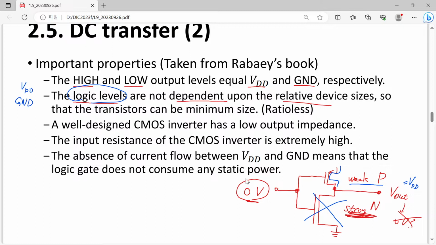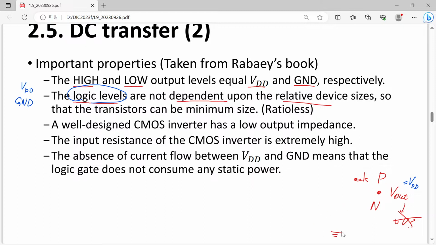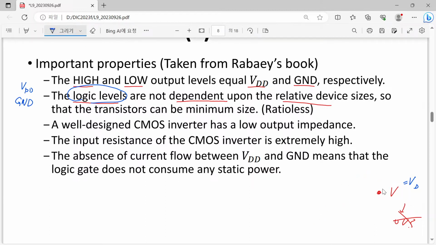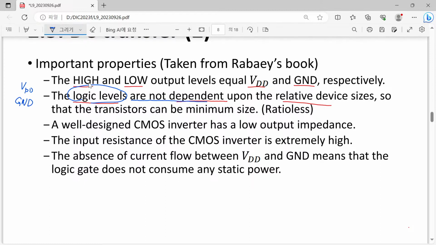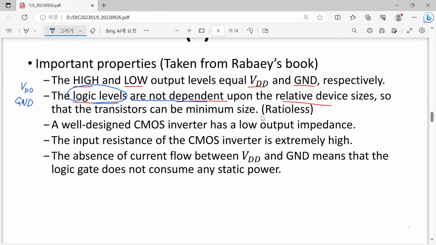Then, can you find any kind of counterexample for this behavior? I mean, is there any logic gate which really depends on the transistor size? Can you make it? So yes, you can simply make it by this kind of pseudo-MOS.